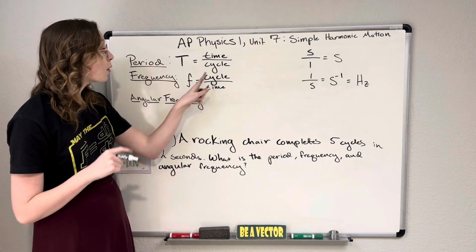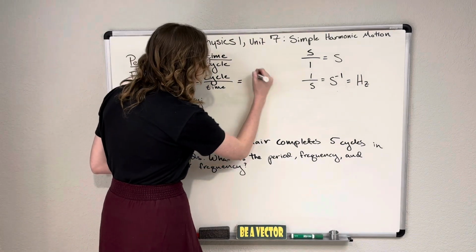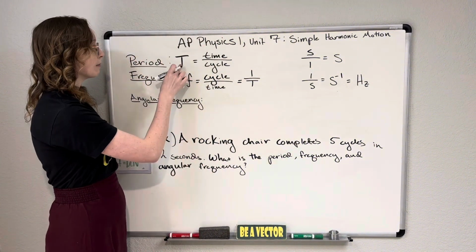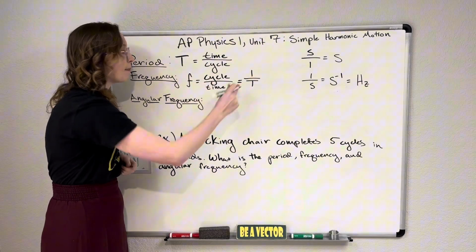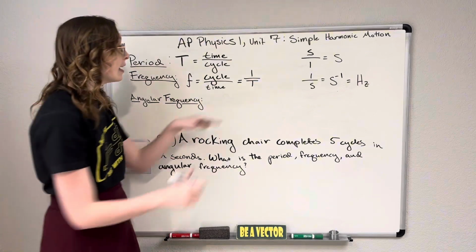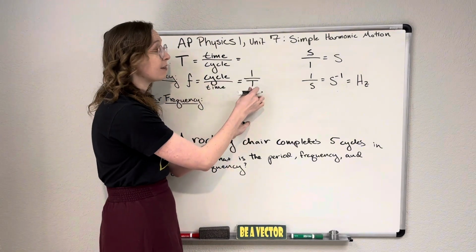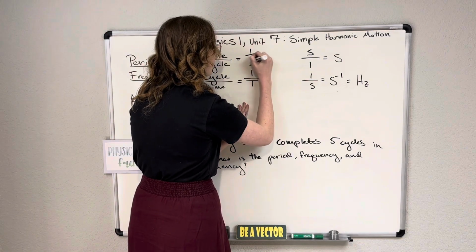And because that is quite literally the opposite of period, we can calculate it by just doing 1 divided by our period. Because, well, just as our period is time divided by cycle, we just need to flip that upside down to get to frequency, which means dividing 1 by that. And the inverse is also true. Just as frequency is 1 divided by period, our period is equal to 1 divided by our frequency.